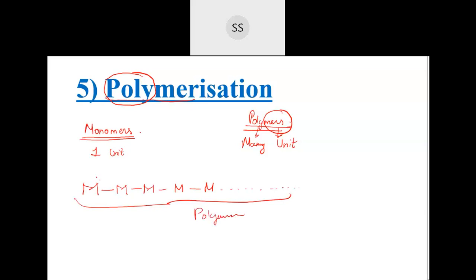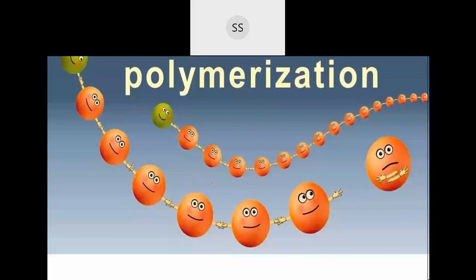So a monomer is one single unit. If many units join together, we call them polymers, and this process of formation of polymers is what is called polymerization. I believe it's clear. Polymers are made up of many small units, and one such small unit is what we call a monomer.